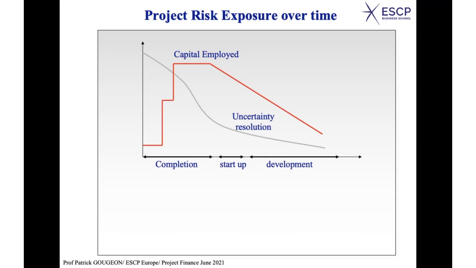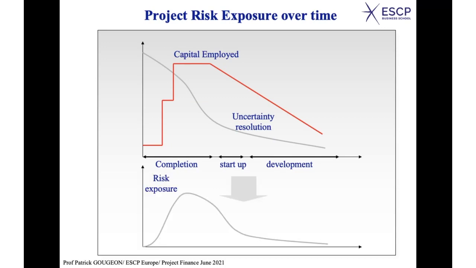During the completion phase, you have to invest more and more money to build the projects, to build the facilities, to install the equipment, okay? So you see, it goes up to a maximum, which is the capital employed when the project is completed. And when you start operating, then the capital employed would decrease because of depreciation, okay? Well, so the risk exposure will be a combination of the degree of uncertainty and the amount of money you have invested, okay? Then you have a curve like this to describe the risk exposure.